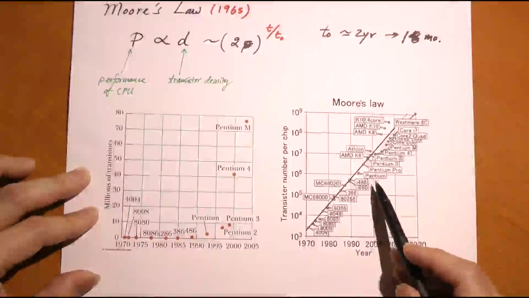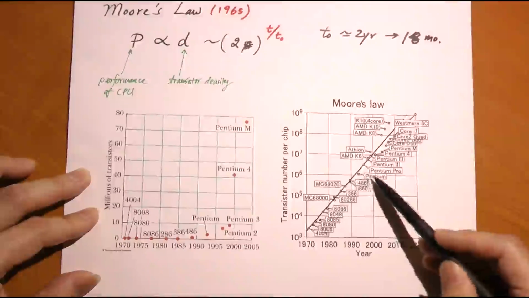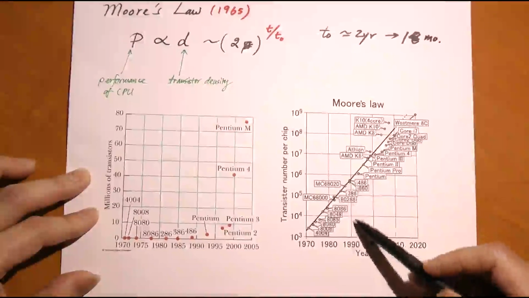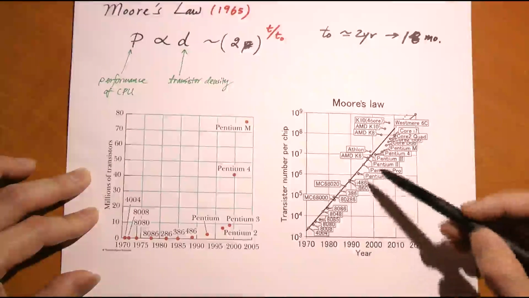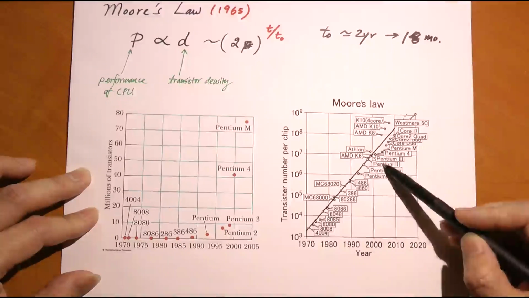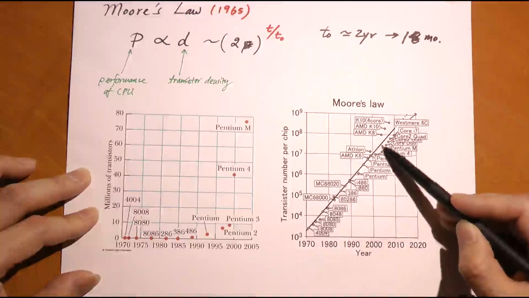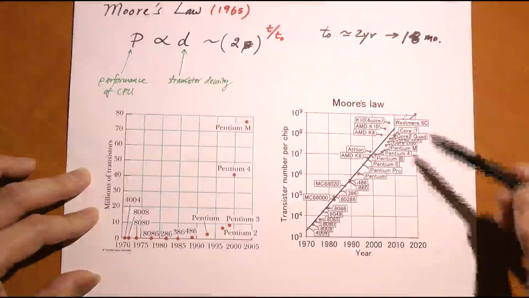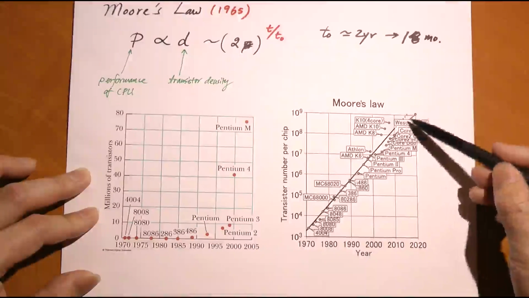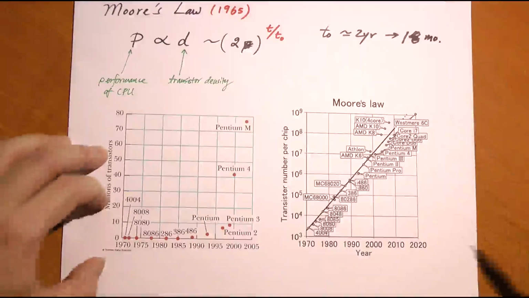These are all real chips. I486, that's a famous CPU, from the late 1980s. And then Pentium, Pentium Pro, Pentium 2. And all these things, look at this, almost falling on the same straight line as predicted by Gordon Moore. Where are we? We're somewhere here. Will this straight line continue?